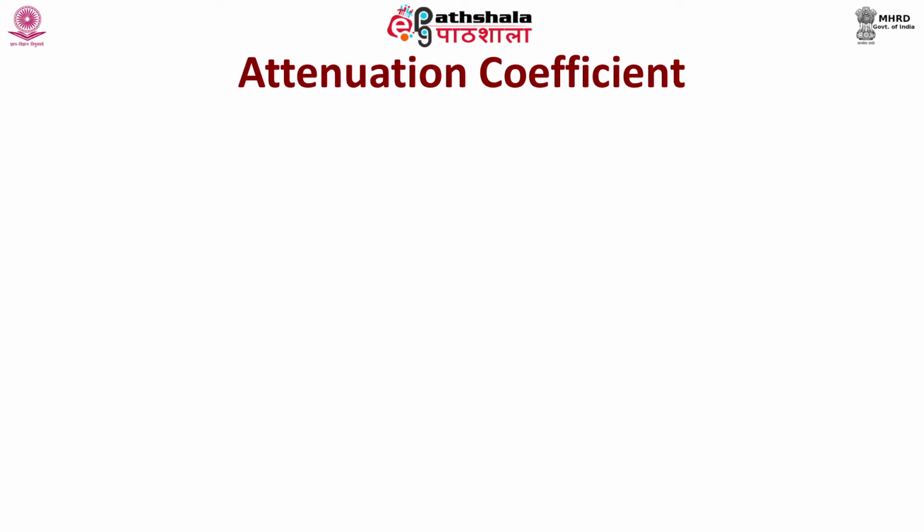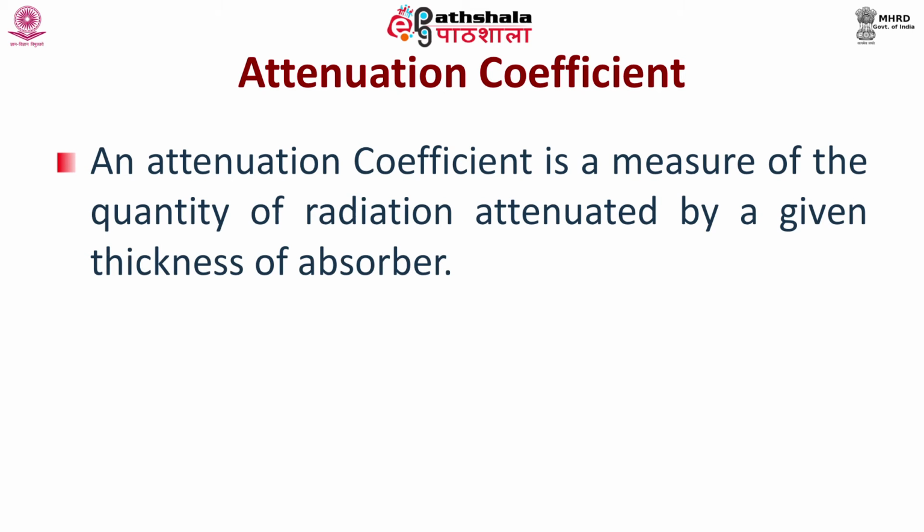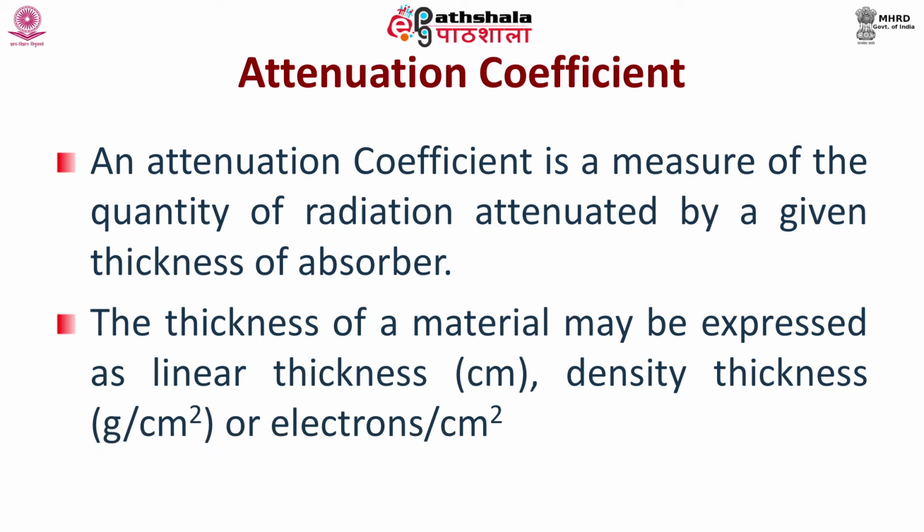In order to quantify attenuation, different coefficients have been defined, named attenuation coefficients. The attenuation coefficient is defined as a measure of the quantity of radiation attenuated by a material. The extent of attenuation depends on the thickness of the material. The thickness can be expressed either as linear thickness in meters or centimeters, or as mass thickness or density thickness, expressed in grams per centimeter squared or electrons per centimeter squared.